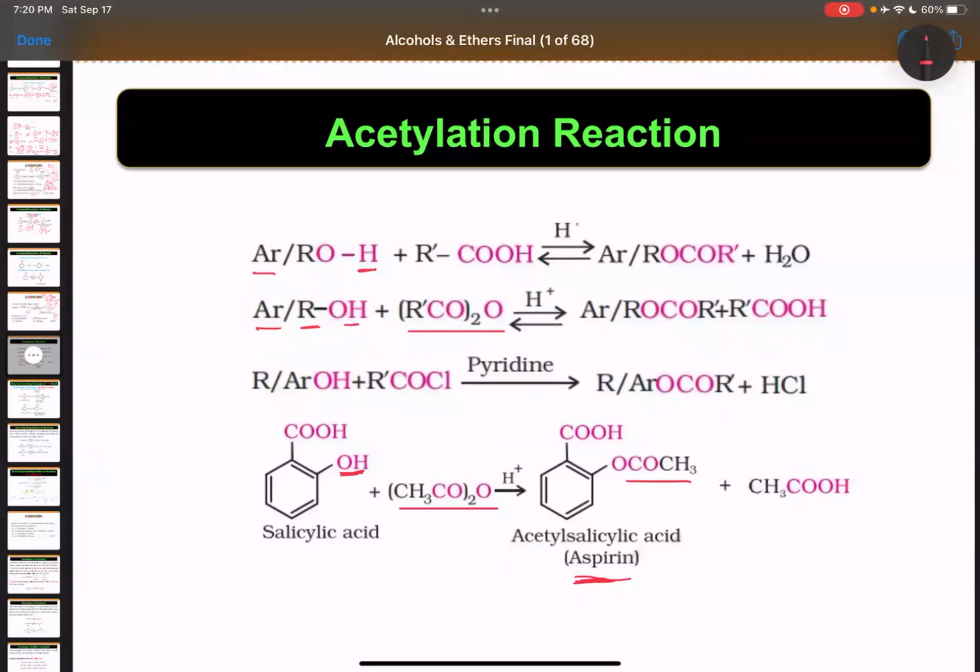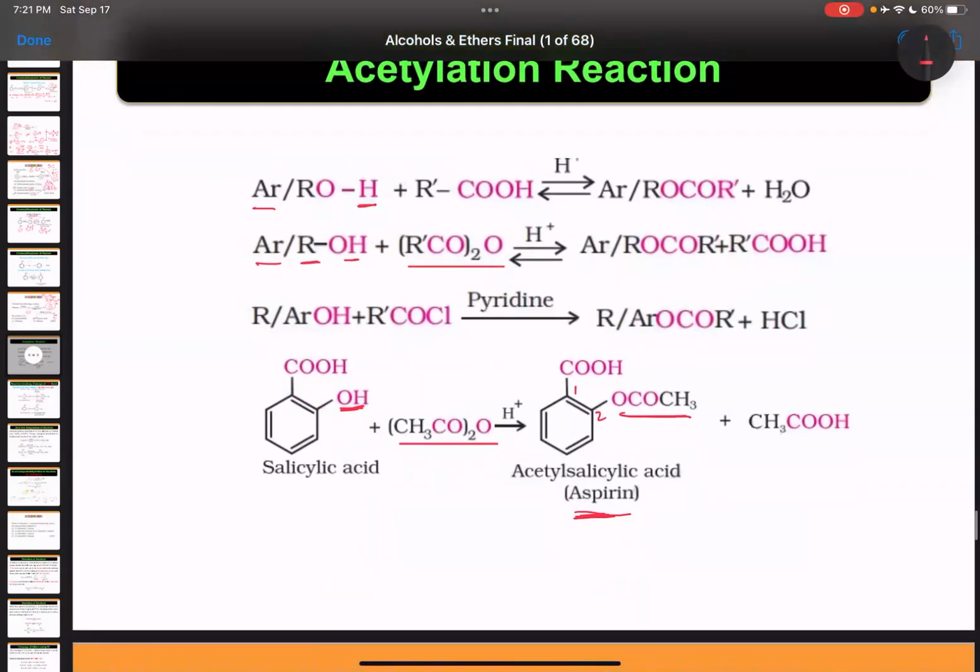So 2-acetoxy. This is acetoxy. Okay, 2-acetoxybenzoic acid. That's the IUPAC name of aspirin. Now, how is aspirin obtained from phenol? First, how can you convert phenol to aspirin? Phenol, and what you need to do.